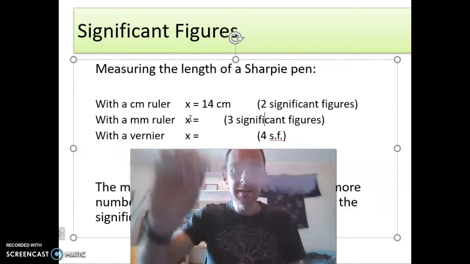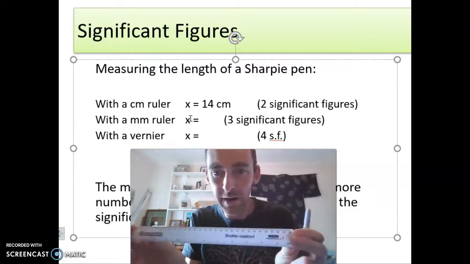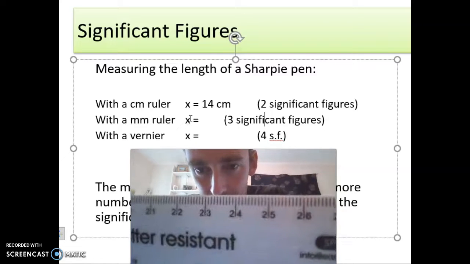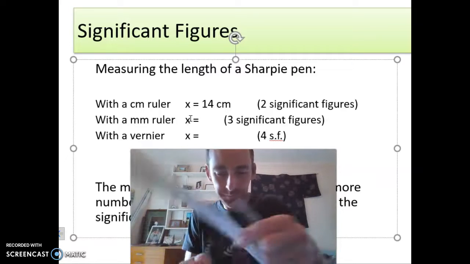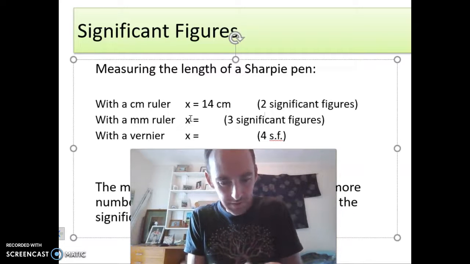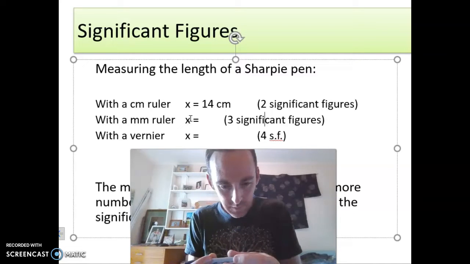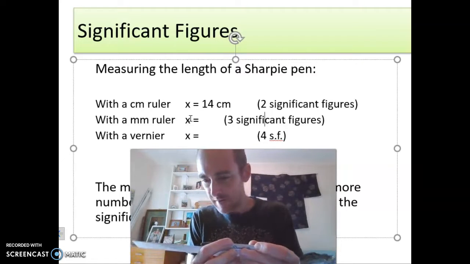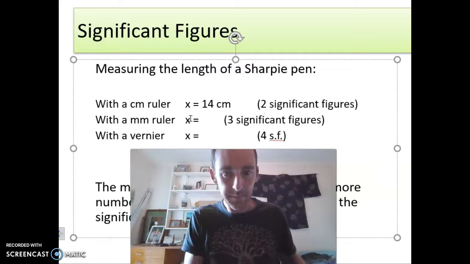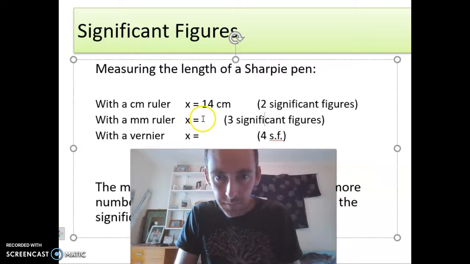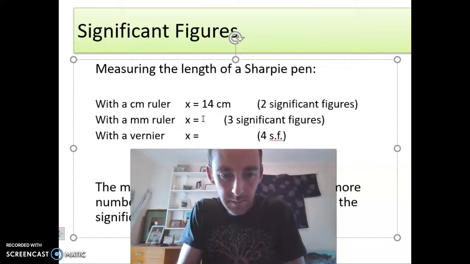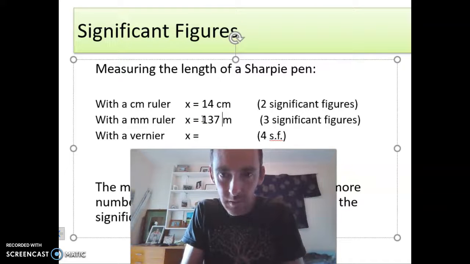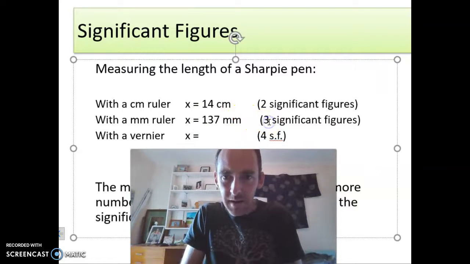Let's say I did it again, but this time I had a ruler that had the millimeter lines on there, and again I'm going to measure it, lining one end up with 0, and I can now measure that the length is 137 millimeters. That number there is 3 significant figures. I had to write 3 digits to convey that information.